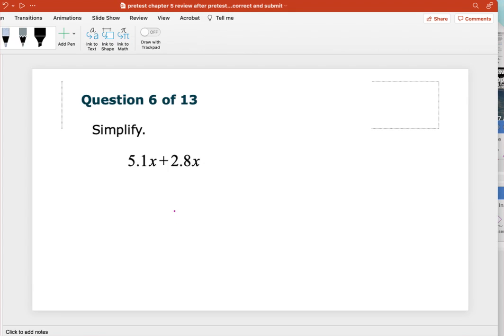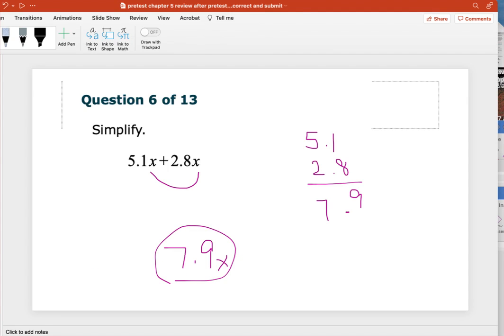Simplify. Most of you got this right. Since they are like terms, you're just going to add 5.1 and 2.8 together. 7.9. Remember, always line up your decimals on addition and subtraction. 7.9x. I think most of you got that one right.